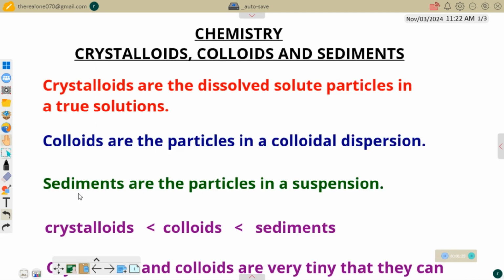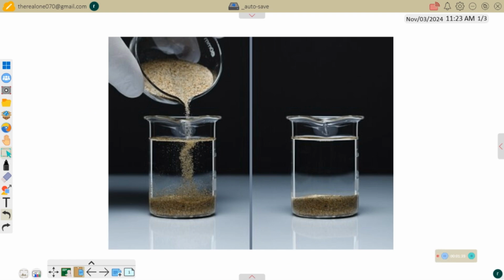Next, we talk about sediments. Sediments are the particles in a suspension. Take, for instance, the suspension of sand inside water. Consider this mixture of sand and water. You can see this is the process. This is the final mixture. You can see that the sand settles down due to gravity, and the process is sedimentation. Now, the sand can still be viewed with our naked eyes. So, the sand particles that could not dissolve are called sediments.